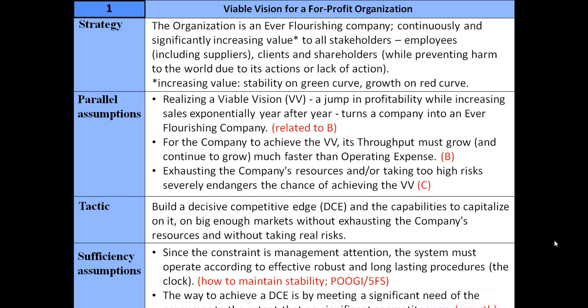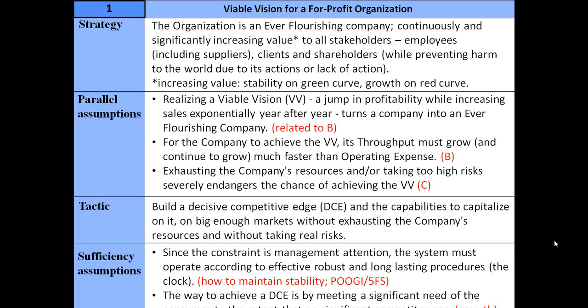Next, for a company to achieve the viable vision, its throughput, or sales, must grow and continue to grow much faster than operating expense. Throughput and operating expense, or T and OE, are terms from TOC, which were first described in The Goal, as well as inventory, which later became investment, the three operational measures of performance. Throughput is actually defined as sales minus the totally variable costs. And in my 0 to 60 session on finance and measurements, I describe these there. And there are other places you can go to learn about them, like the TOC-ICO dictionary, which is a wonderful resource.